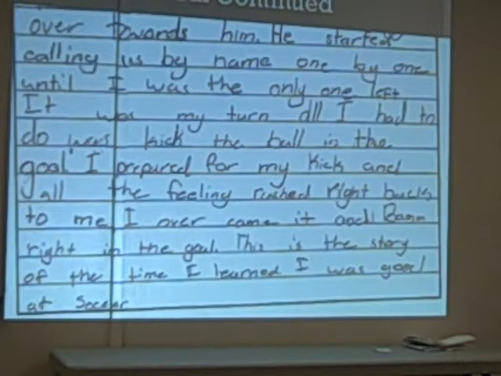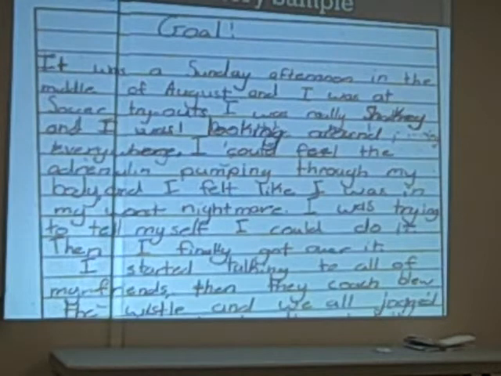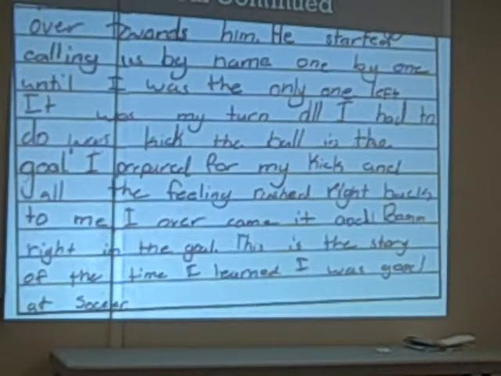He says, can you go back? Yeah, I can go back. Thank you. I felt like I was in my worst nightmare. That's pretty vivid. And the first part of it was very much so. That's true. And then I started talking to all of my friends, and that's sort of like, just tell me. Right? And then it becomes vivid again. All I had to do was kick the ball. The feeling rushed right back to me.